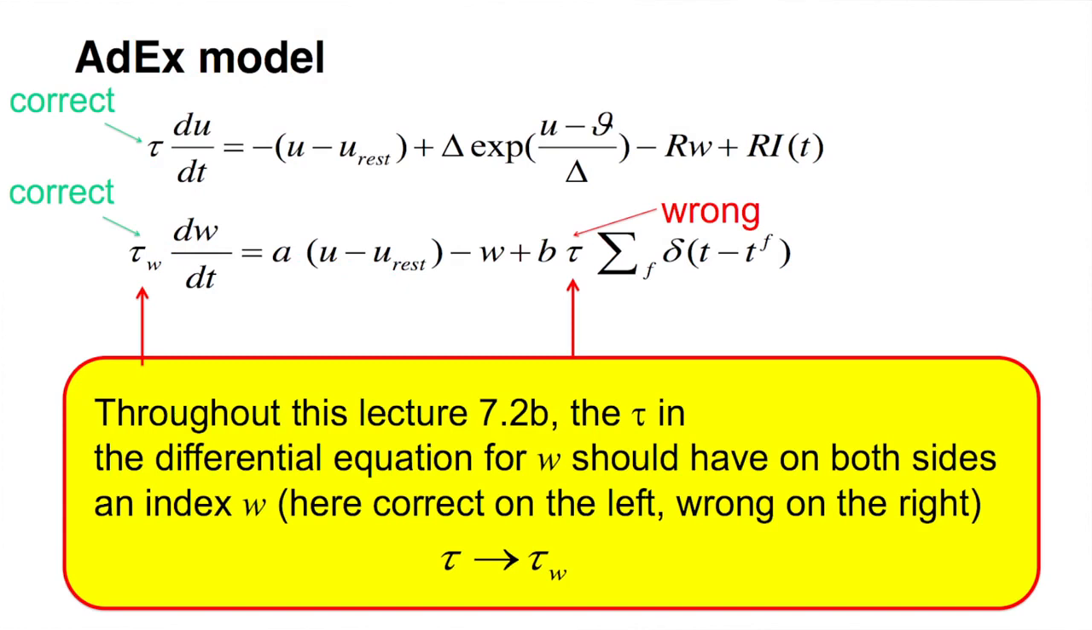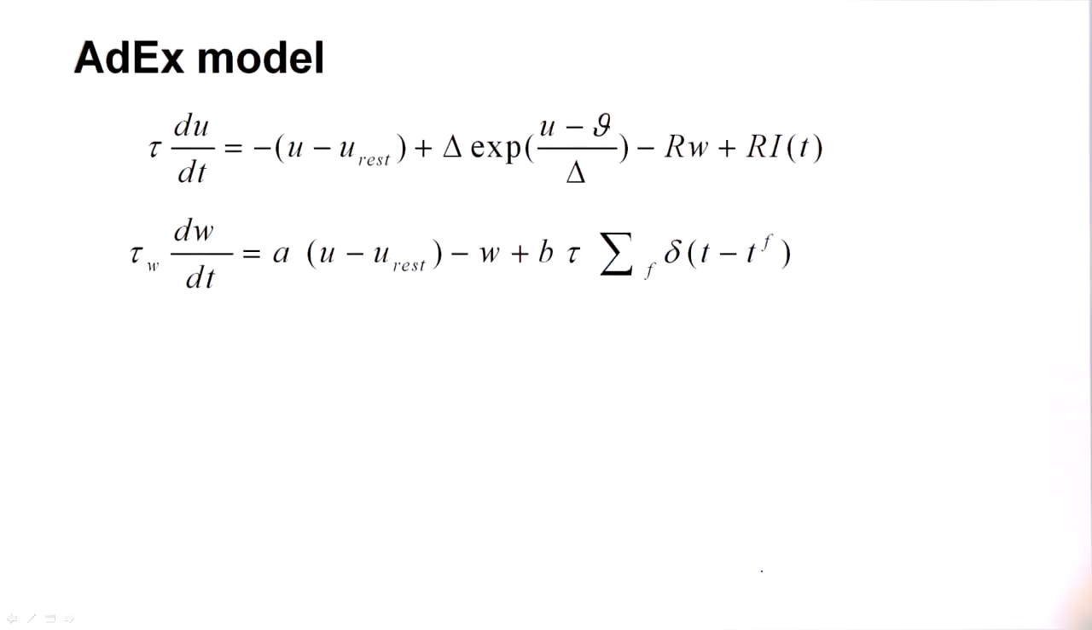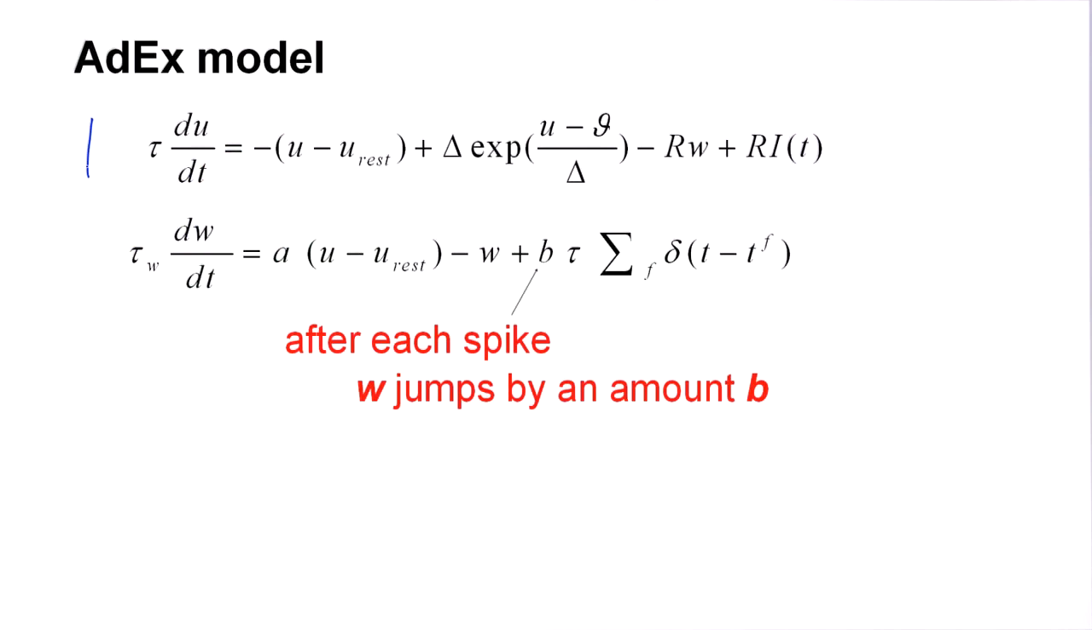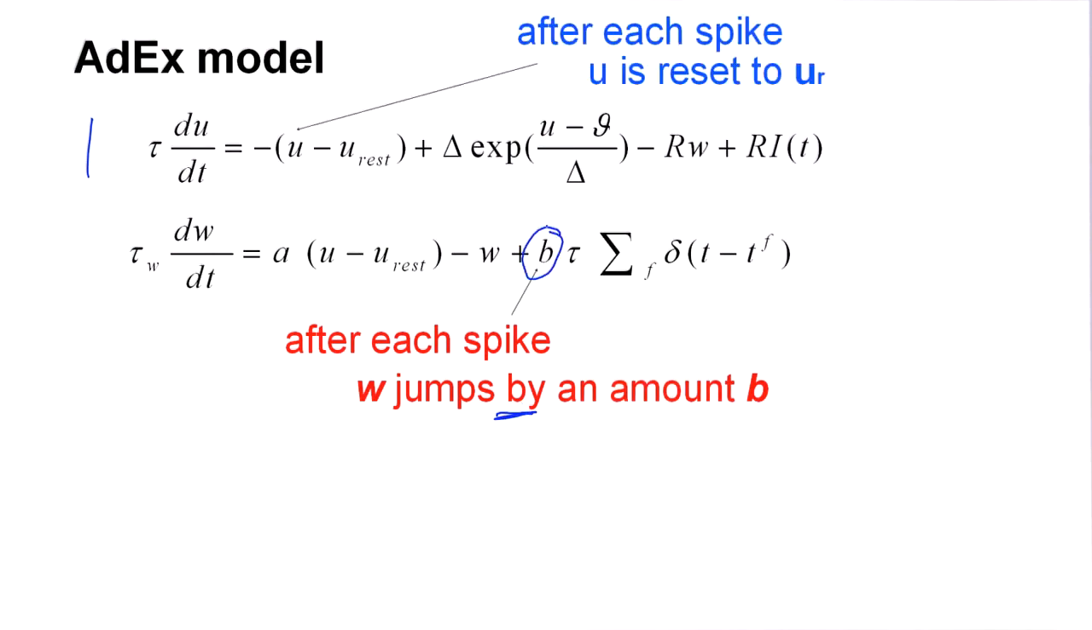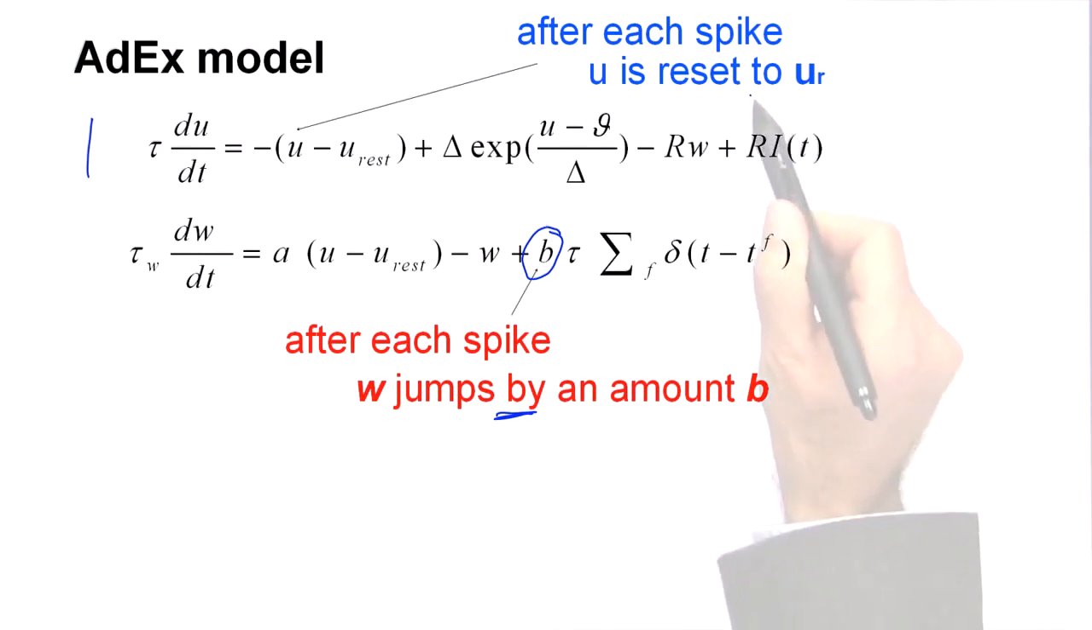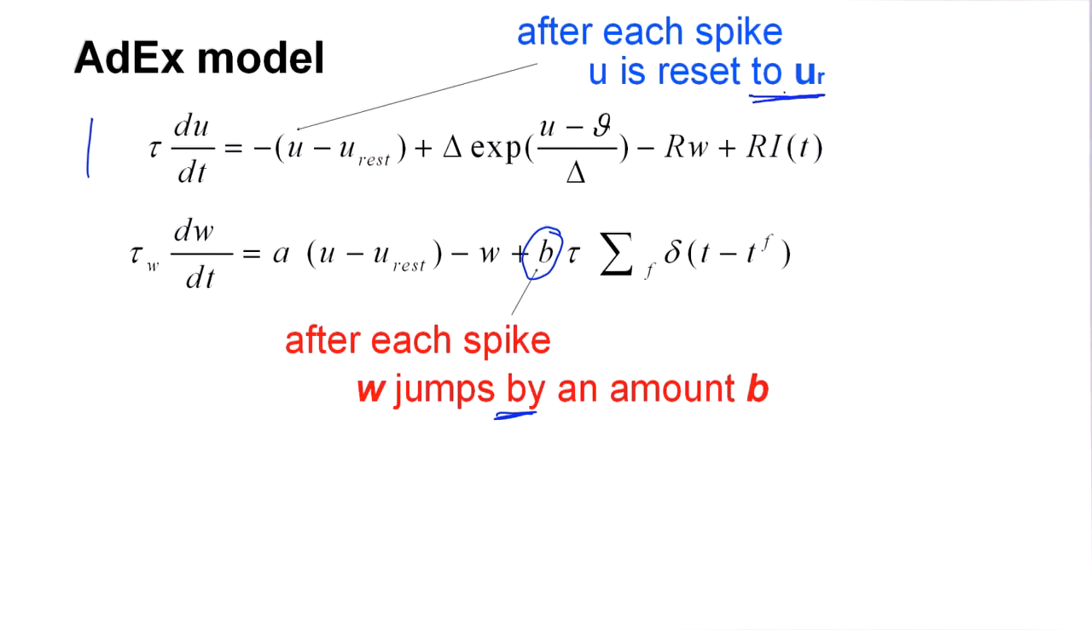Spikes are generated at the moment when the voltage, this is controlled by the first equation, hits a threshold. At the moment of a spike, or more precisely, immediately after the spike, the second variable jumps by an amount b, that's this parameter here, while the voltage variable is reset to a reset value UR.